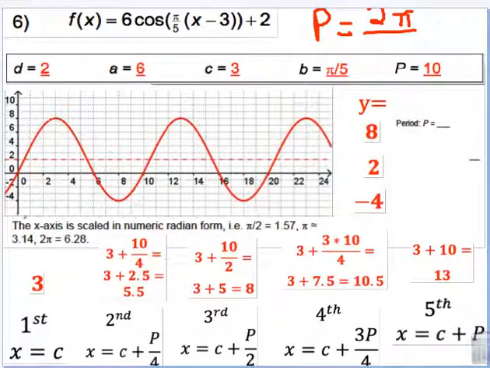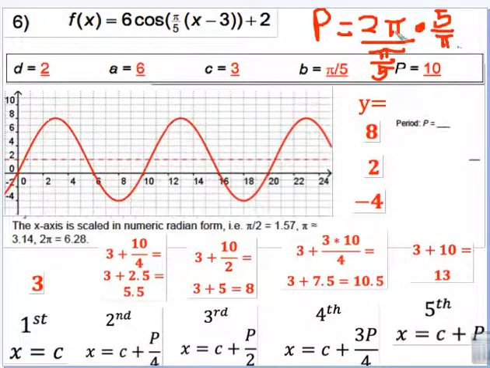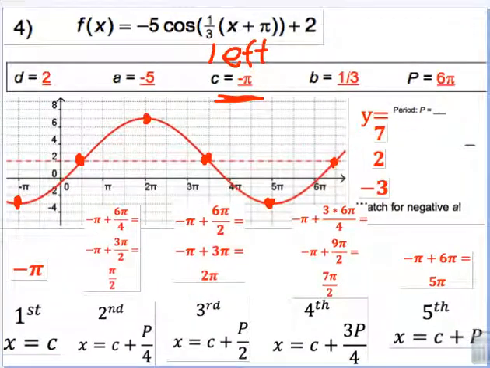Our period is going to be 2 pi divided by pi over 5. Okay, you have a fraction and a fraction, so you're going to multiply by the reciprocal. So you have 5 in the numerator and pi in the denominator. The pi's cancel out and you just have 2 times 5 gives you a period of 10. Okay, let's look back at number 4.